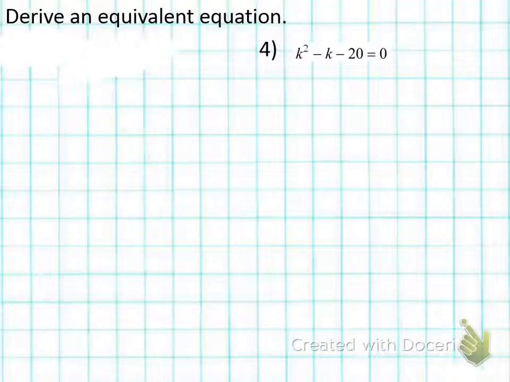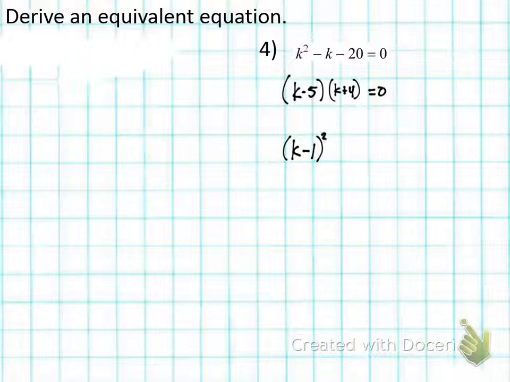Go. K minus 5 times K plus 4 equals 0. Good, that's one of them. What's the second one? Someone else. K squared, no, K minus 1 squared is equal to... equals root 21. Let's do that. Let's complete the square together.